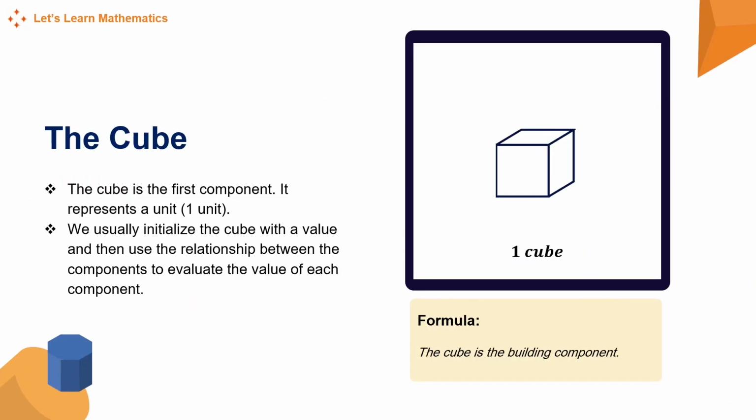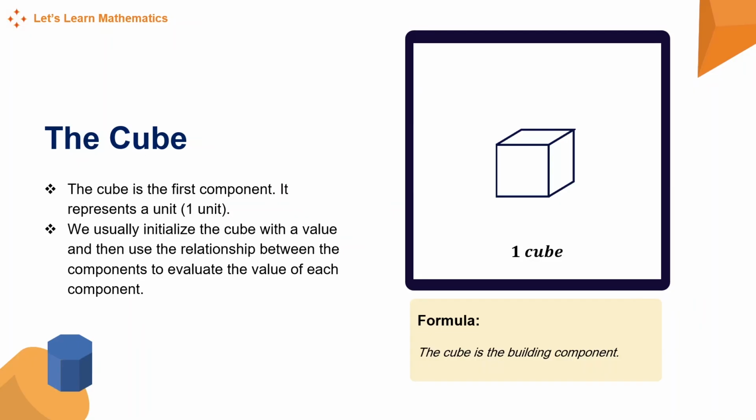Now let's look at the components separately. The first one is the cube. And as mentioned earlier on, the cube is the first component. If we are considering this as building, the cube will be looked at as if it is a brick. It is out of this cube that we can build each of the other components. So if I have one cube and I put one on top of each other, then I get 10 of them, then I say I have a rod. So it is the first component.